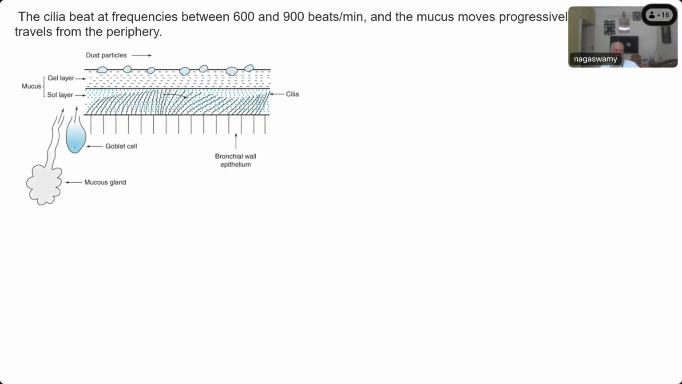So this picture will tell you about the composition of the mucus. It has got two layers. One is the gel layer, which traps all the particles. The other is the more serous sol layer, which allows the free movement of the cilia. So these are the goblet cells and mucus producing glands. This is the bronchial wall epithelium. If you remember this picture, you will be able to understand this easily.